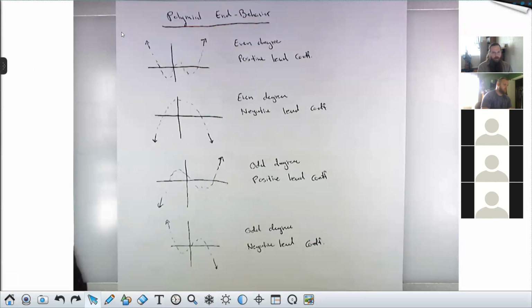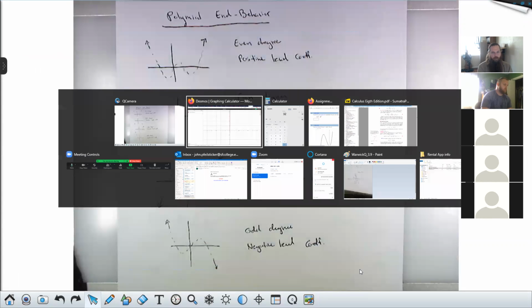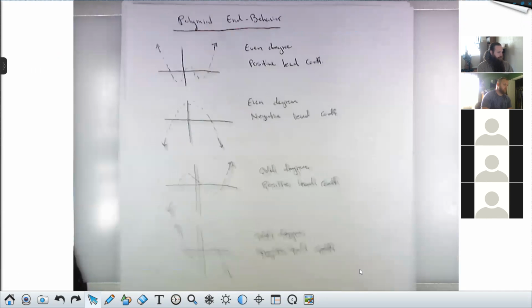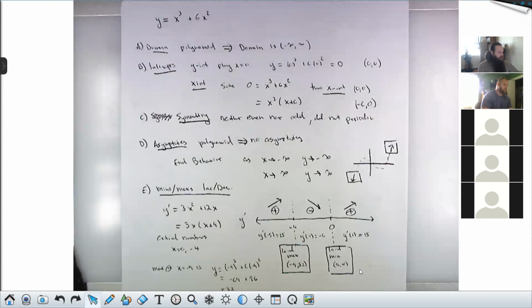So that's what's going on here. So the polynomial end behavior, if you're graphing a polynomial, polynomials never have asymptotes, but it's useful to know which way the arrows are going to point, right? It's useful to know what's going to happen far away from 0. That kind of gives me a good starting place for the graph.